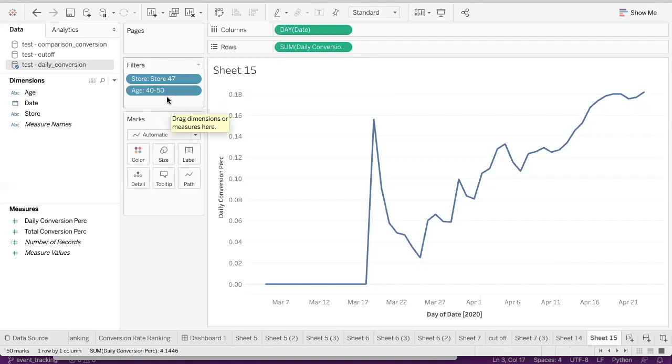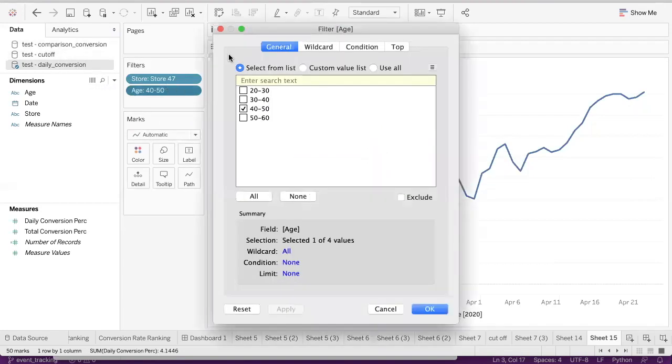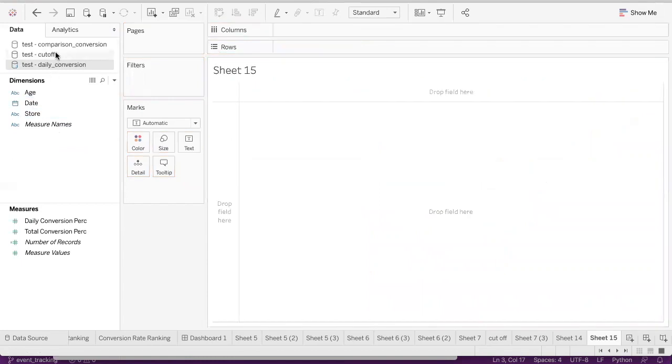So basically we have this age, and then we also have the specific store. If I were to accidentally not filter it this way, then we're going to get some wacky numbers. Okay, so that's this one, the daily conversion data set. So let's remove this. Hold on. Okay, so let's do cutoff.